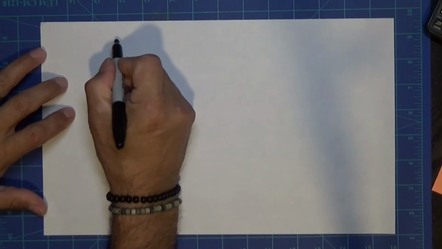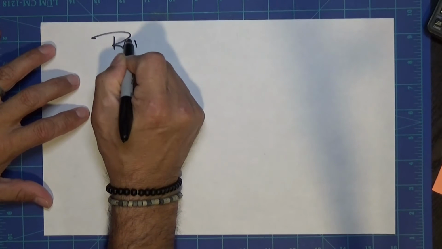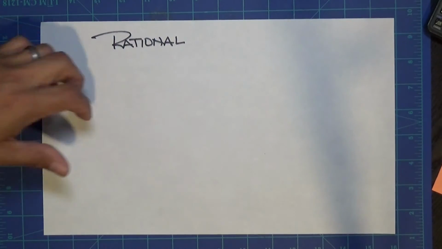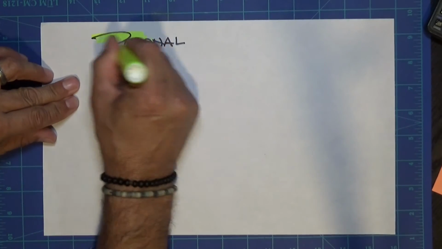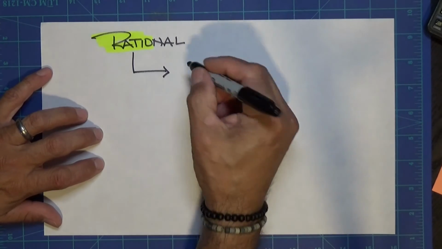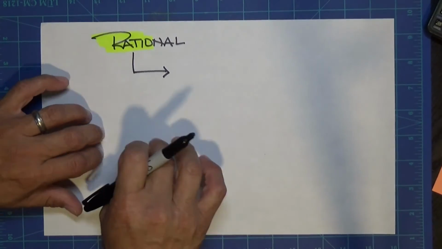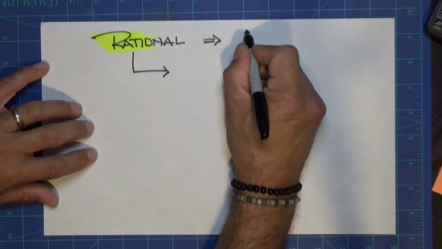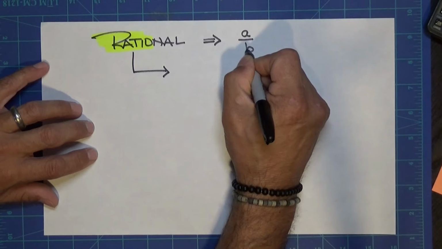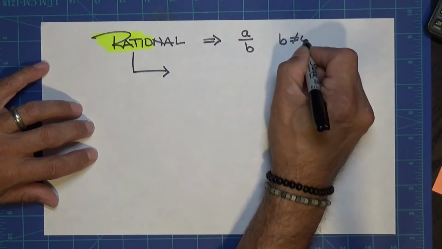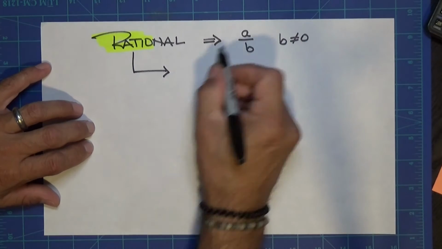Another way to think about the definition of rational numbers is to take a look at the word rational. If you look at the word rational, you'll notice that the word ratio is in it. A ratio is the comparison of two different numbers. So if we think about the definition that was given, that a rational number is any number in the form a divided by b, where a and b are integers and b cannot equal 0, it can be looked at this way. Ratio. A is an integer.